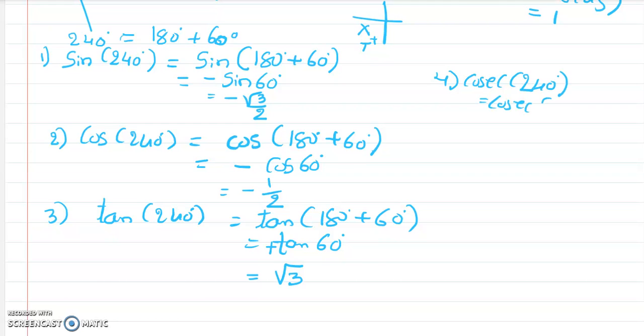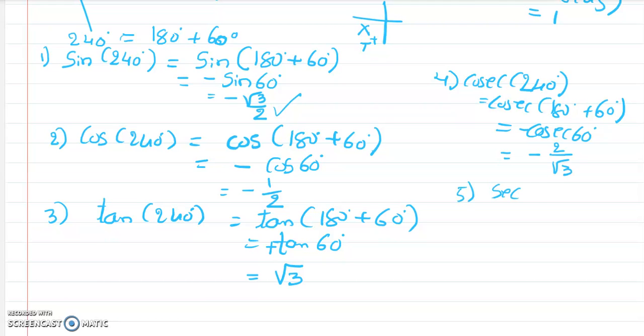Fourth one, I take cosec 240 degrees. Cosec operating on 180 degree plus 60 degree. Or you can just take the reciprocal of sine 240. Cosec 60 degree with negative sign. Minus sine 60 is root 3 by 2, means its reciprocal cosec 60 will be 2 by root 3.